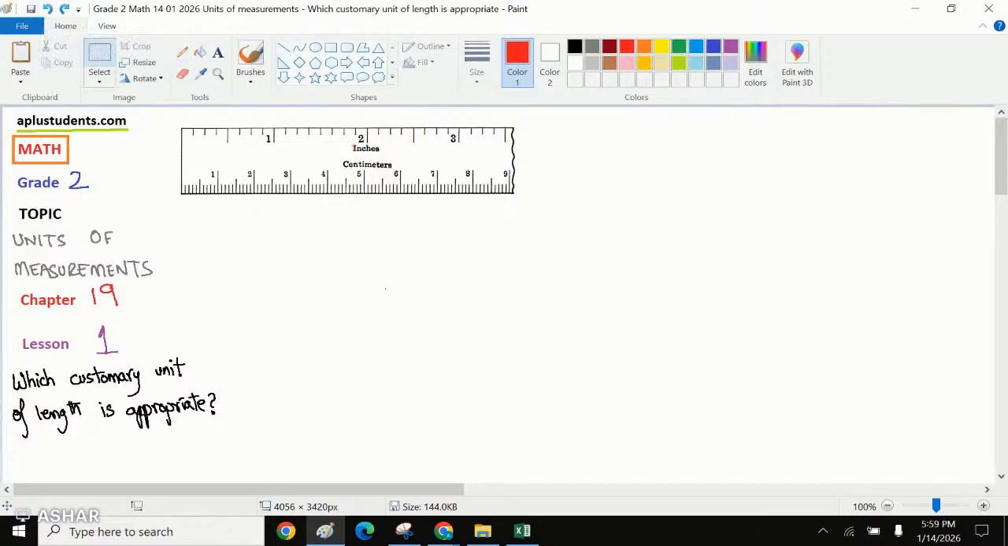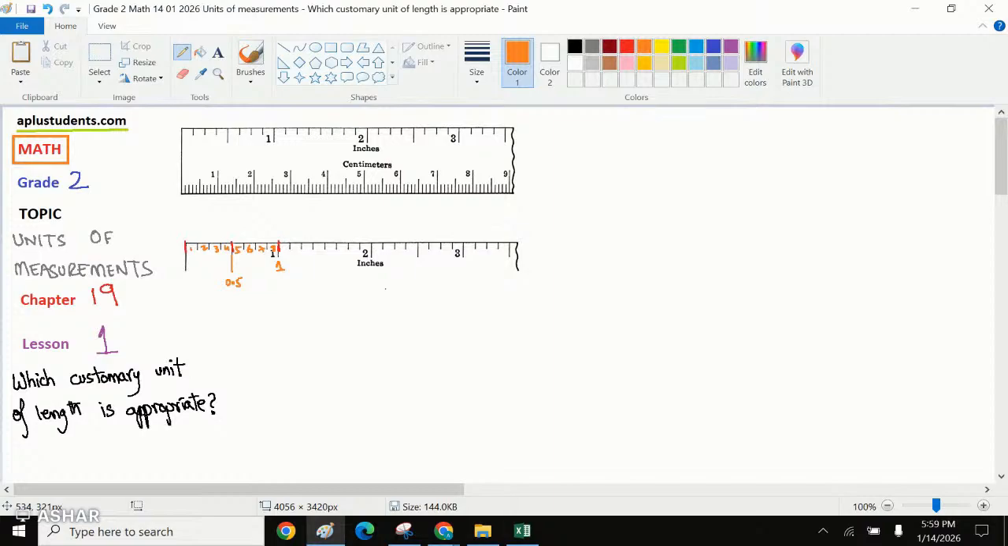Okay, so I'll just separate this and we'll see what inches are. The length of 1 inch would be from this point to this point, right? And the inch is divided into how many parts? 1, 2, 3, 4, 5, 6, 7, 8. That means this is 0.5 inch, right? Half an inch and so on, because this was 1 inch over here.